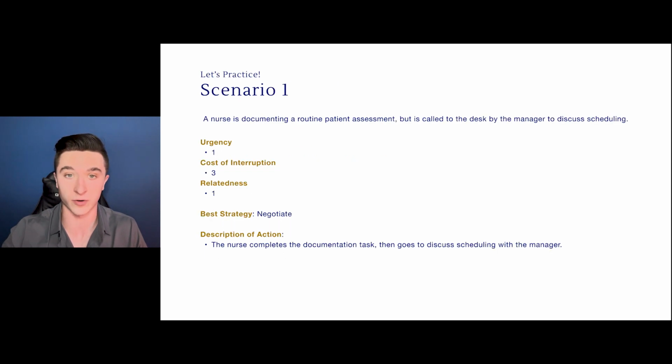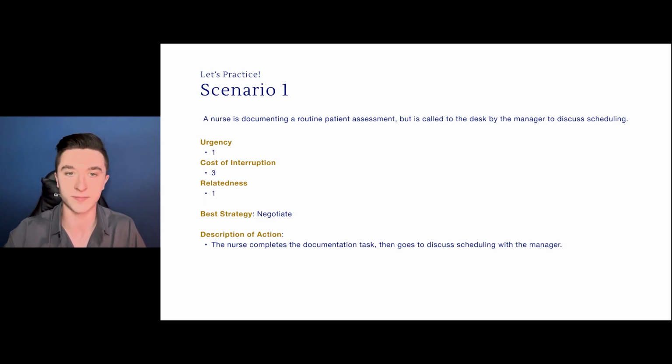So our first scenario, the nurse is documenting a routine patient assessment, but is called to the desk by the manager to discuss scheduling. Here we have an urgency of 1, a cost of 3, and a relatedness of 1. So because interruption urgency is low, you'd want to negotiate here. You complete your documentation, and then you go discuss scheduling. Very low urgency always indicates that negotiation is the best strategy, 100% of the time.